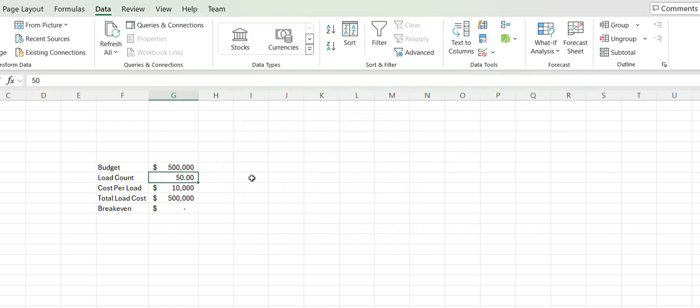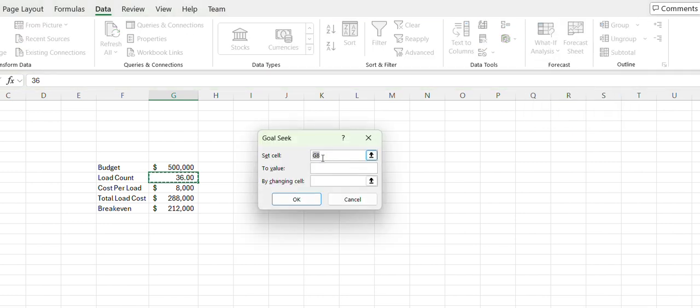Now let's do it again where we just play around with it here. Now this time we know our cost per load is 8,000, but we don't know what our load count is going to be. It might be 50, it might be 75, might be 40. Okay, so let's run the analysis again, only this time we're going to still set the break-even cell to 0. And instead of changing our cost per load, because this time we know it's fixed, it's 8,000, we're going to do so by changing our load count.